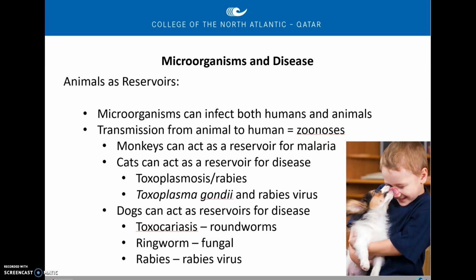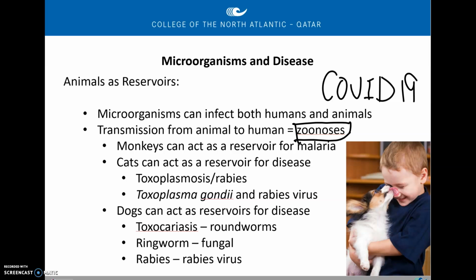Now, not only can people be reservoirs, we can also have animals being reservoirs. When we get transmission from an animal to a human, we call that disease a zoonosis. And right now, of course, COVID is an animal reservoir virus. We've traced it back to bats and pangolins. These bats and pangolins will have this virus, and if it gets transferred from those to a human, then we can have another outbreak.